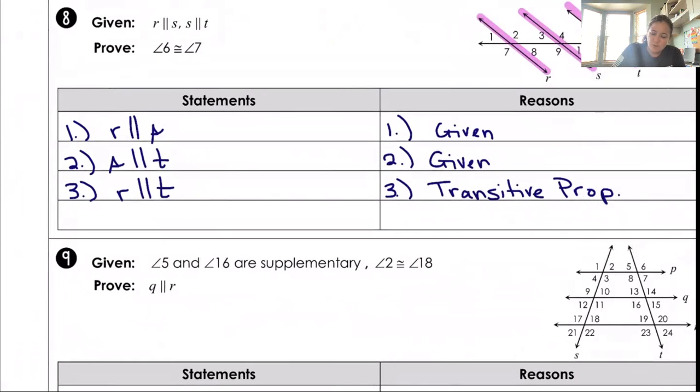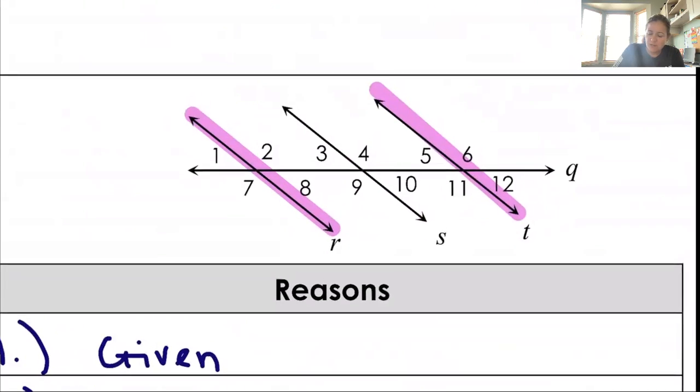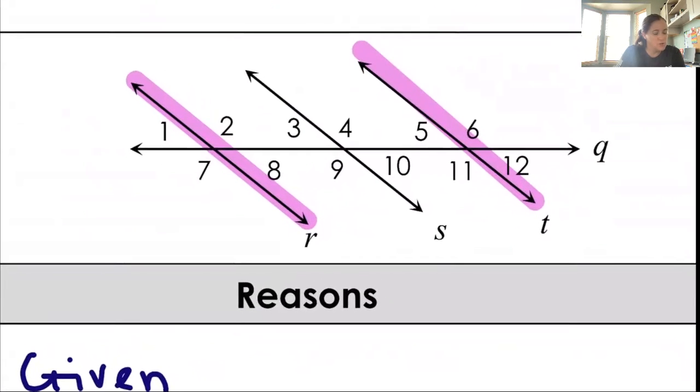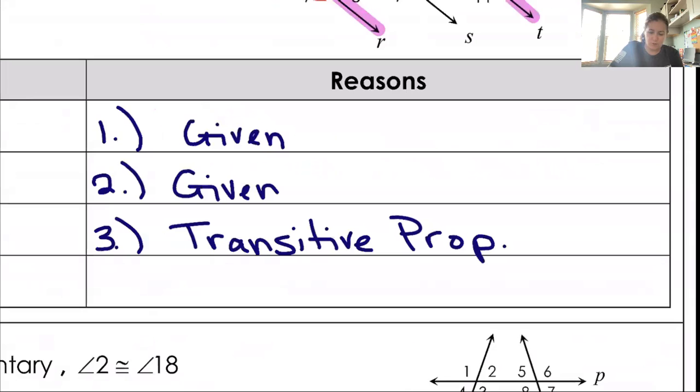What that allows me to do in my picture, if R is parallel to T, I'm just unhighlighting S. We're trying to show that 6 and 7 are congruent. Well, 6 and 7, with R and T, are alternate exterior angles. So we can say that they're congruent. If two lines are parallel, then alternate exterior angles are congruent.